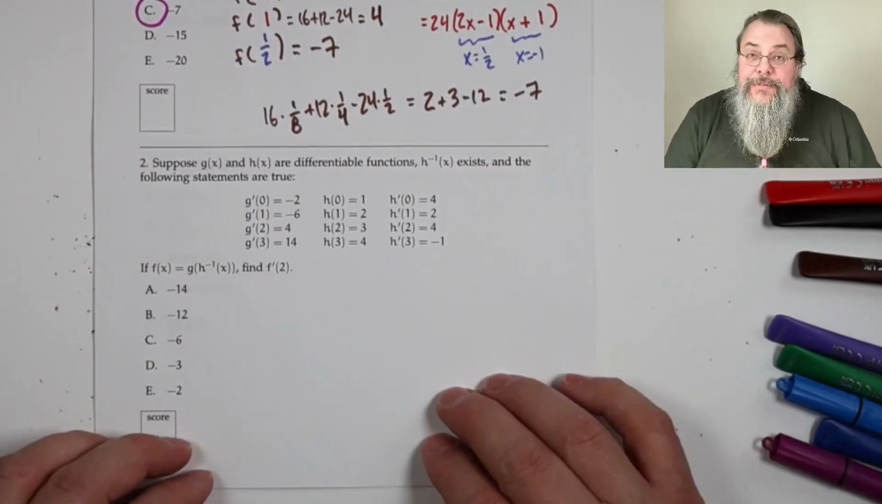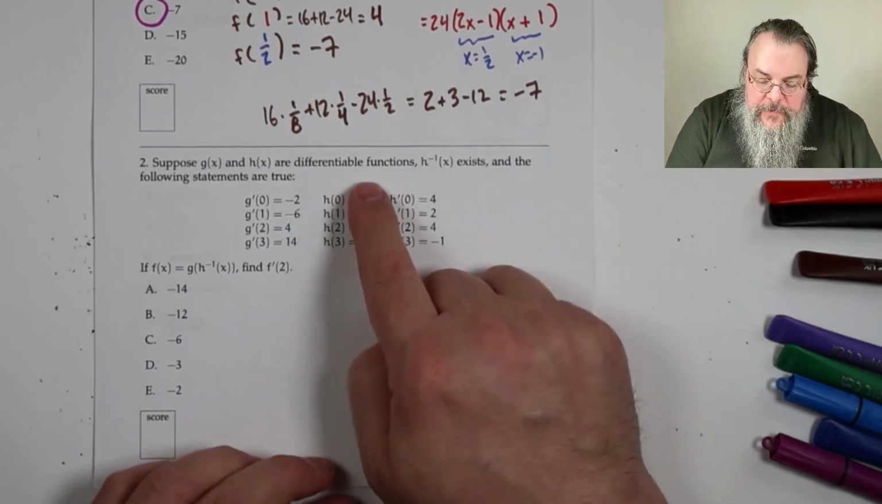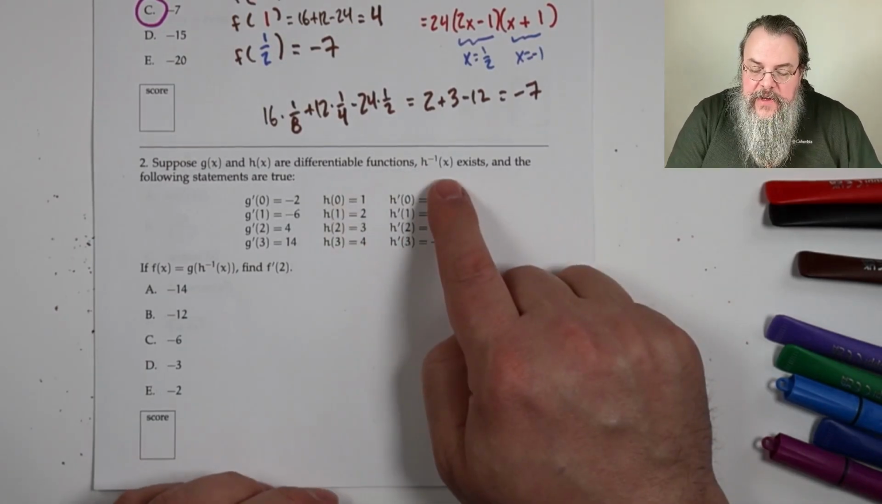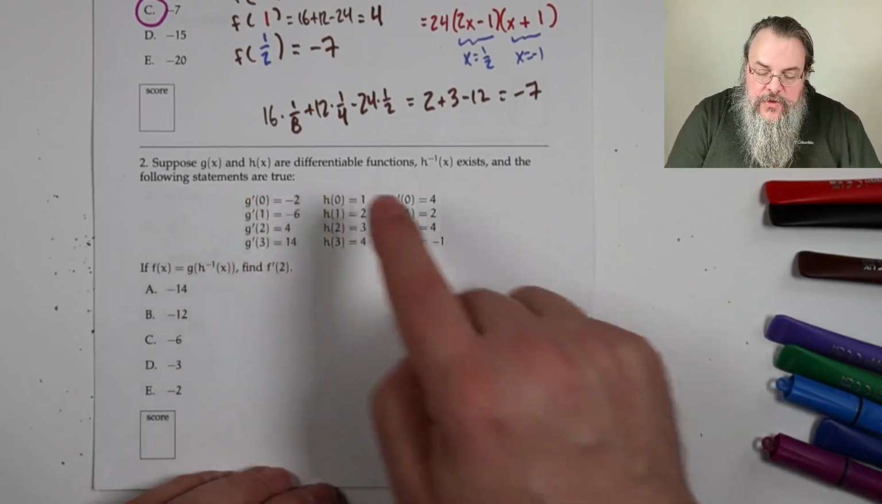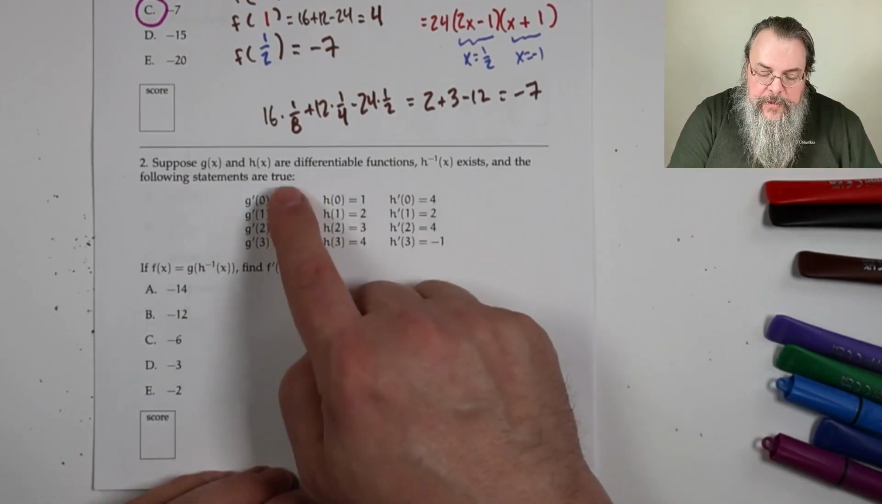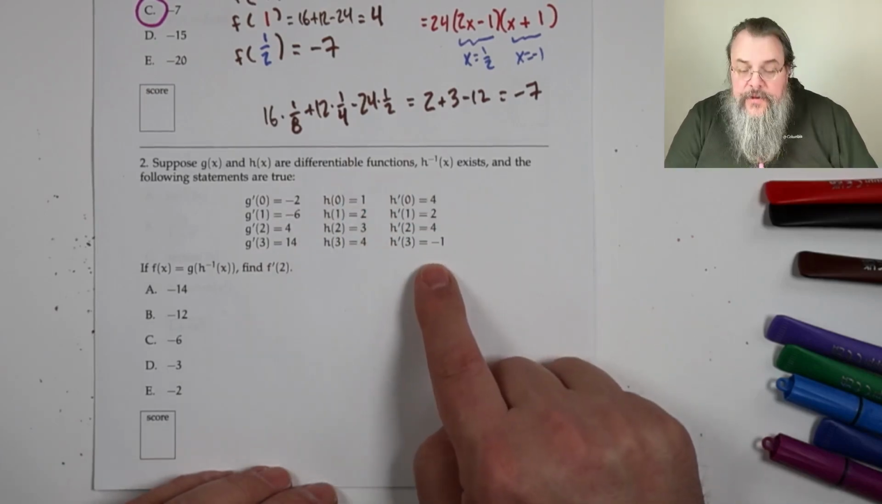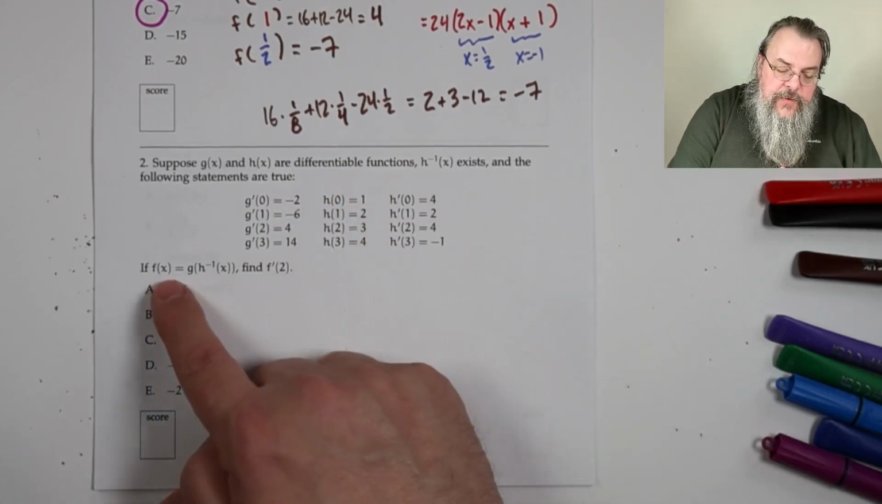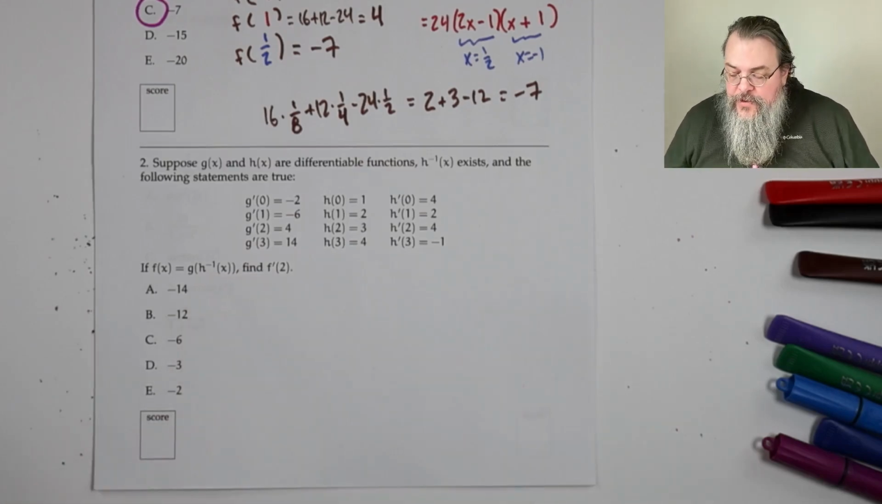Okay, number 2. Suppose g of x and h of x are differentiable functions. H inverse of x exists. Okay, that's good to know. And the following statements are true. So we have information about the derivatives of g, values of h, and values of the derivative of h. If f of x equals g of h inverse of x, find f prime of 2.